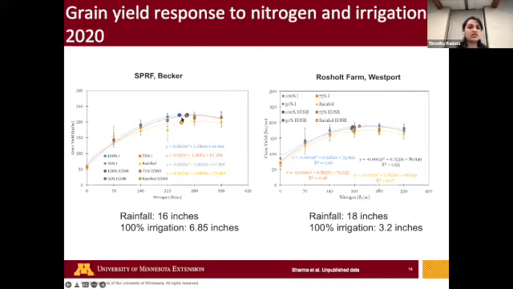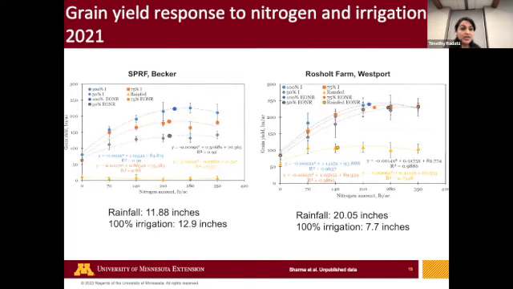The EONR, which are these big dots, the economic optimum nitrogen rate, lies somewhere between 210 and 280. I don't have the exact number in this slide, but for both sites, for all of these irrigation treatments, we did not have a very big difference in EONR for the first year. So all of these are in the range of 210 to 280. However, for Roshold farm, the Westport site, the EONR was slightly low and yield was also slightly lower than Becker. For the first year, the EONR is around 210 pounds of nitrogen per acre for all of these irrigated treatments.